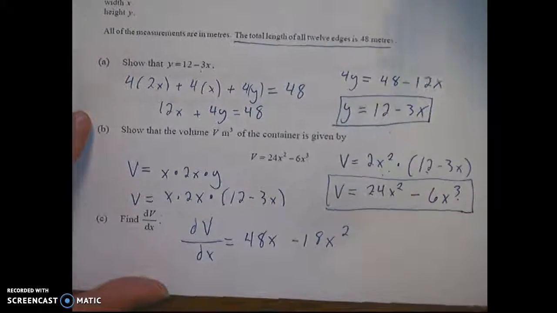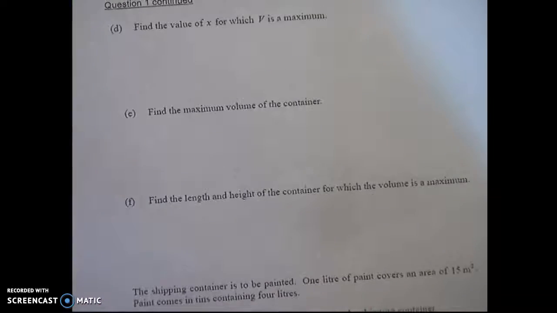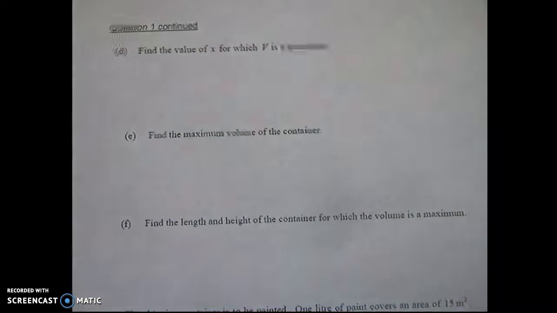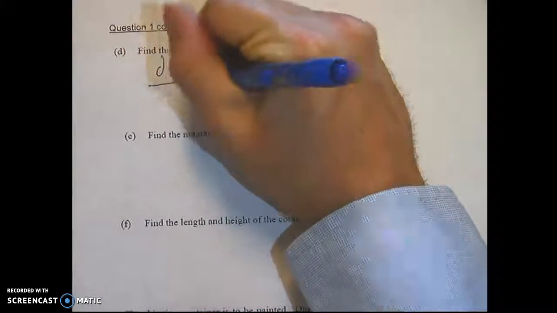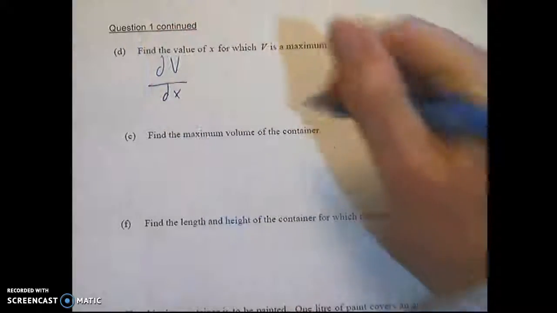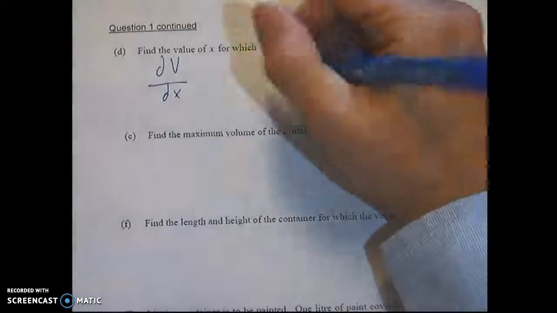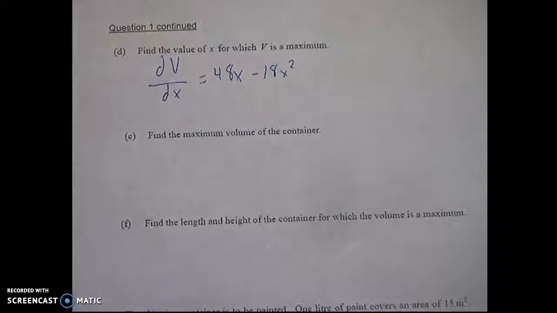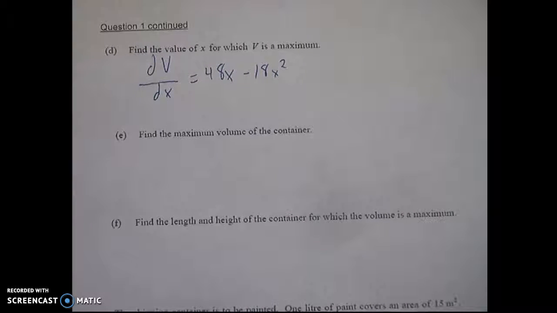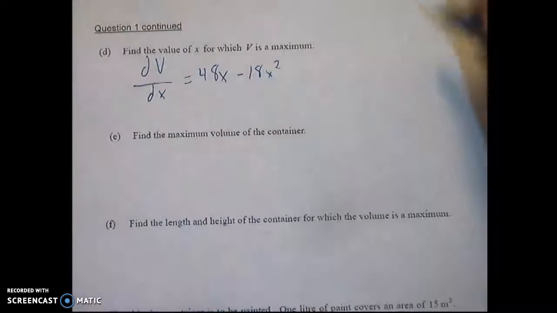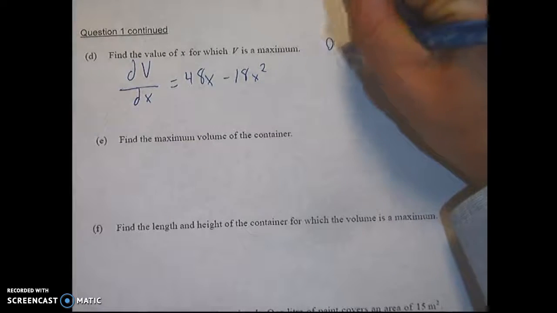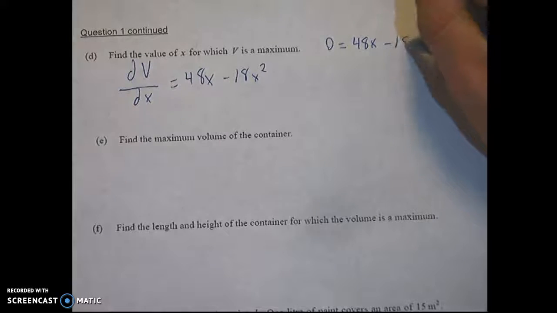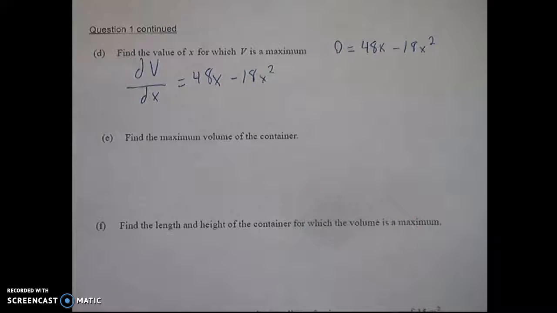Moving on to part D, we're supposed to find the value of x for which V is a maximum. Let me just write down that derivative function again, which is the gradient function. And that is 48x minus 18x squared. The local minimums and maximums always occur where that gradient function equals 0. So I'm going to take that gradient function and just set it equal to 0. 0 equals 48x minus 18x squared. Another way to remember that is that local maximums and minimums only occur when the gradient equals 0, so you just set that gradient equal to 0.